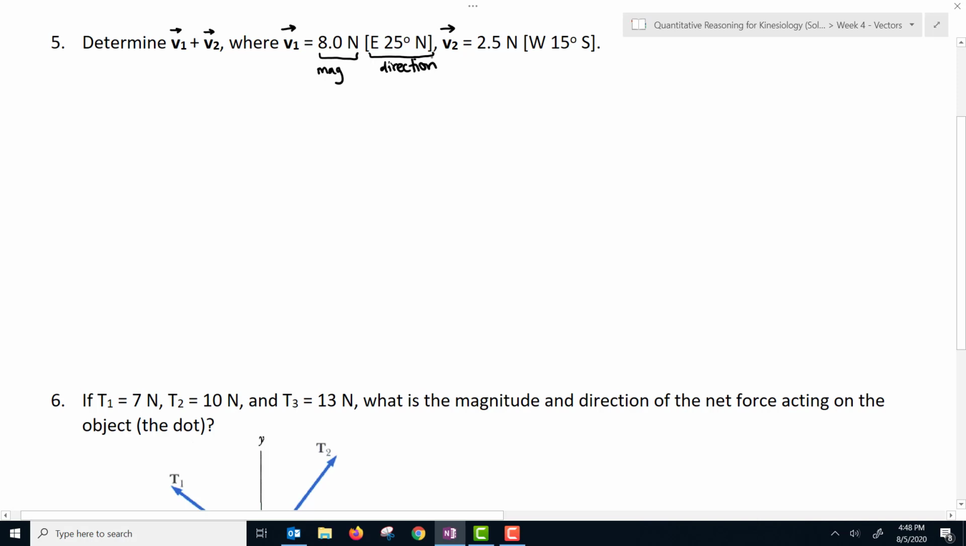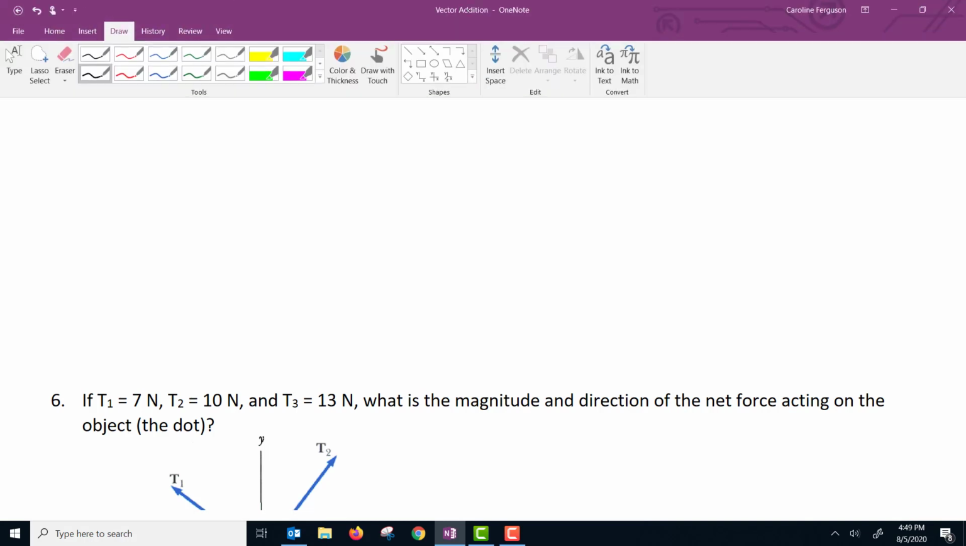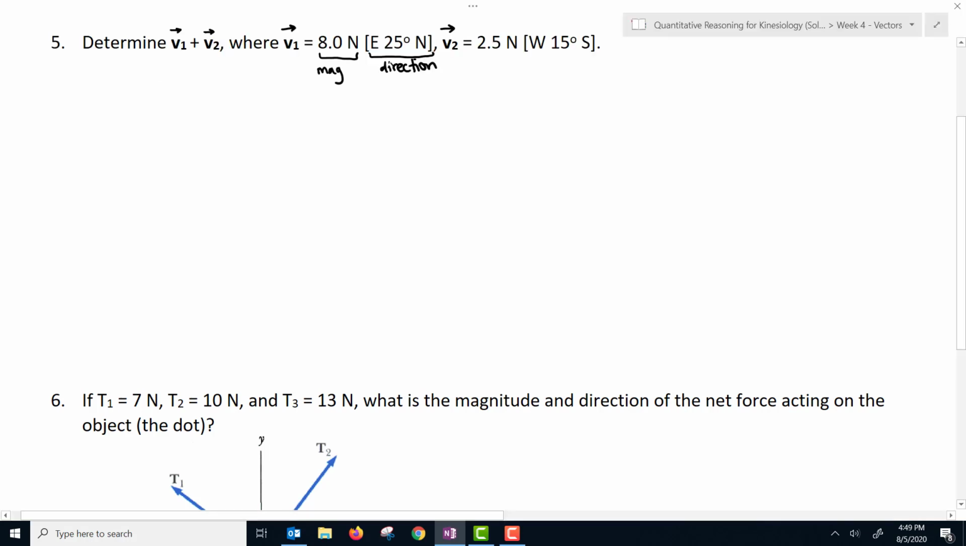So we have two vectors, and what we want to do is add them together. We're going to start by drawing what they look like, and then we're going to find the x and the y components of each of the vectors, and then we're going to add them up, and then we're going to draw what the resultant looks like and find the new magnitude and direction of that resultant. So it's quite a lot of steps. We'll start by drawing each of these vectors.